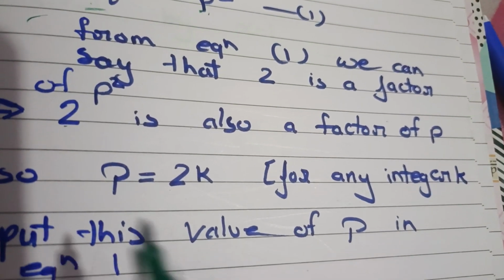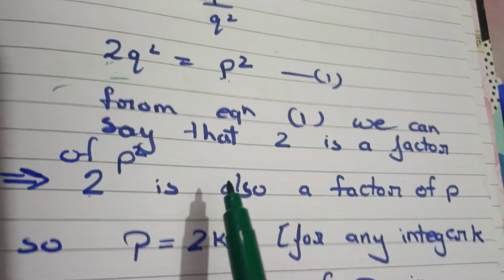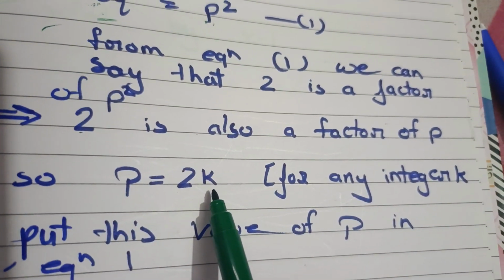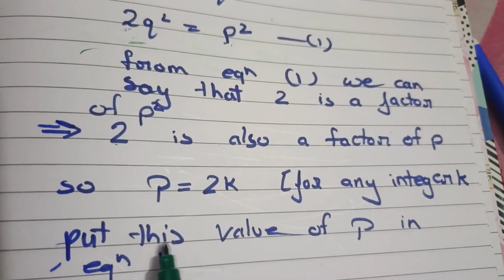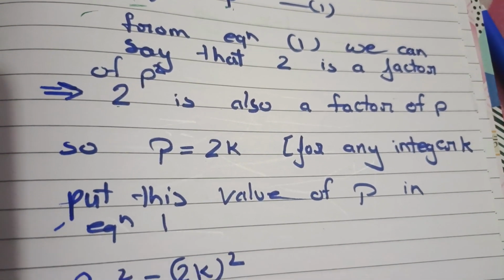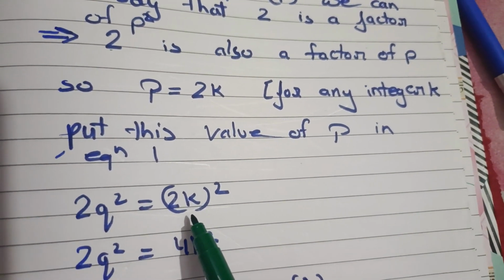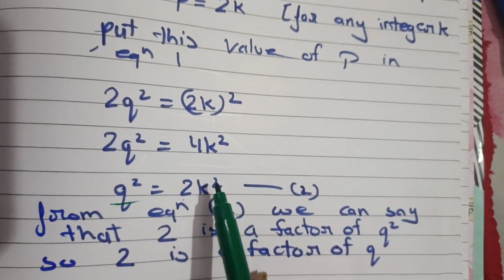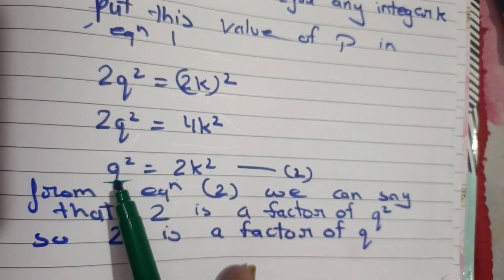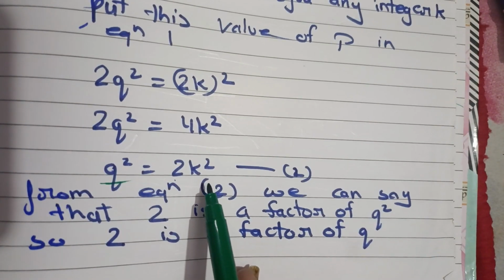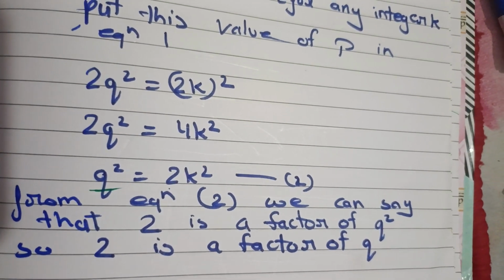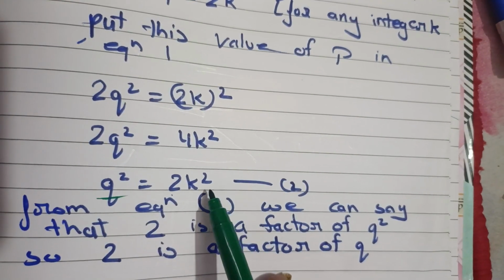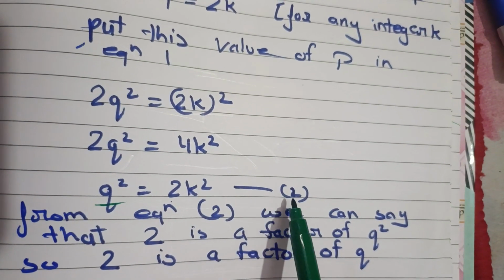Okay. So put this value of P in equation 1. Instead of writing P square, we will write 2K whole square. Okay. Put this value of P in equation 1. So 2Q square is equals to 2K whole square, and it will be written as 2Q square is equals to 4K square. By solving, we will get Q square is equals to 2K square. Is that clear? By solving, we are solving this equation. Nothing special we are doing here. So this is equation 2.